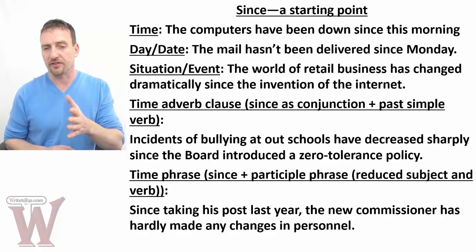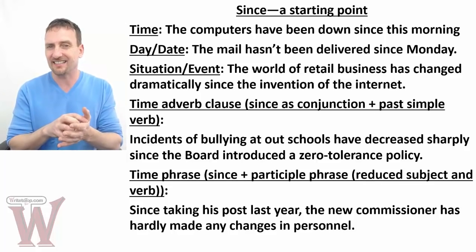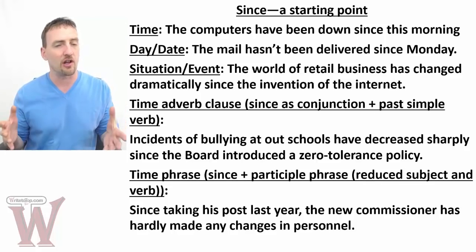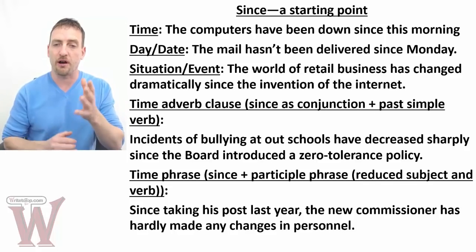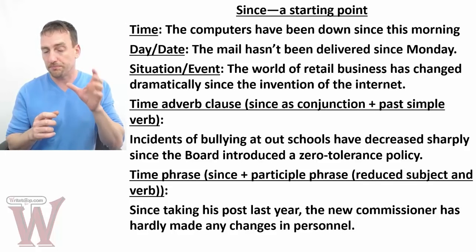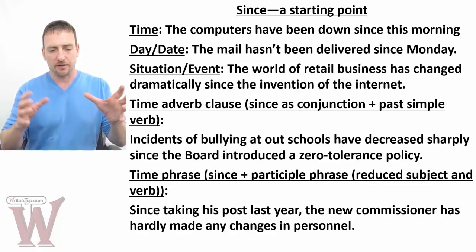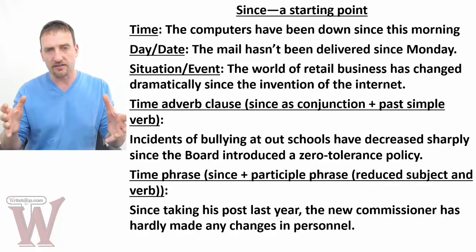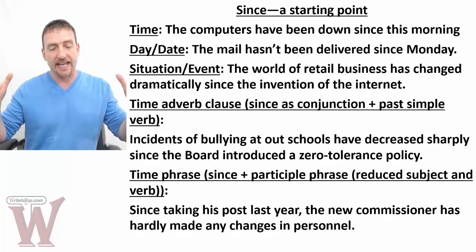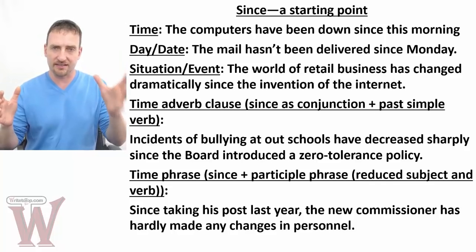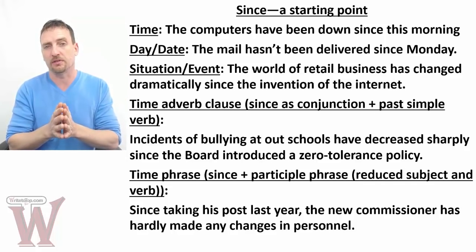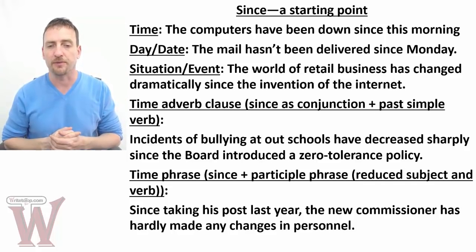Now here you have to be careful, because since is technically a conjunction, but you don't have a clause. You have a reduced clause, a participle phrase. A participle phrase happens when you take a clause, an adjective clause or an adverb clause, and you squeeze the subject and the verb into a participle, -ing or past participle.